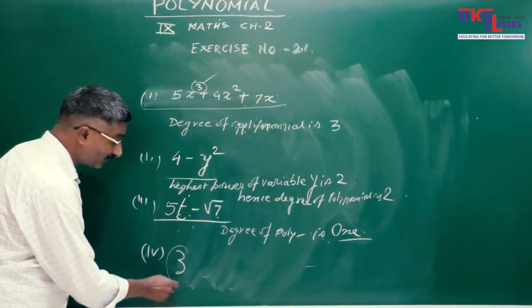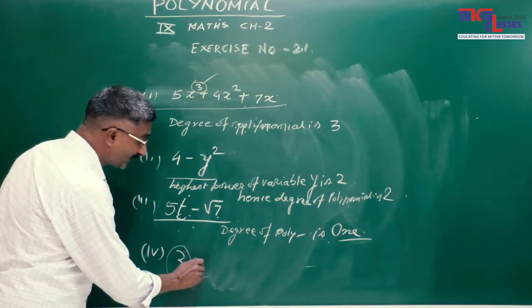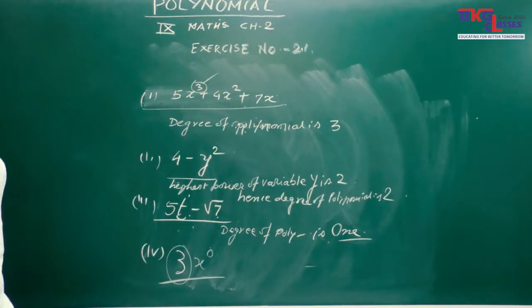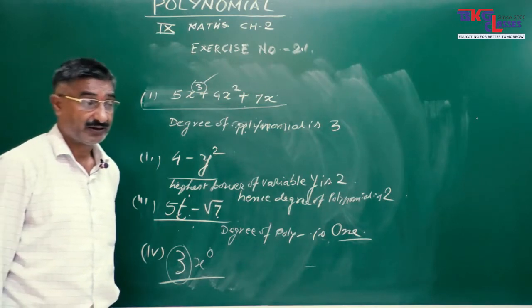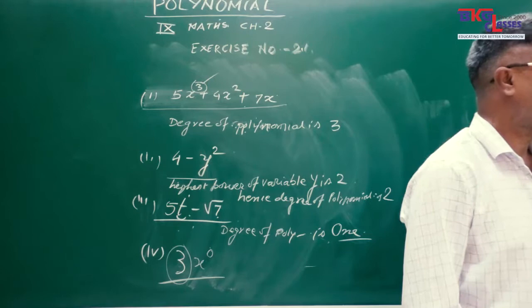Now 3 into any variable, say x raised to the power 0. So the degree is 0. It is a constant. Clear?